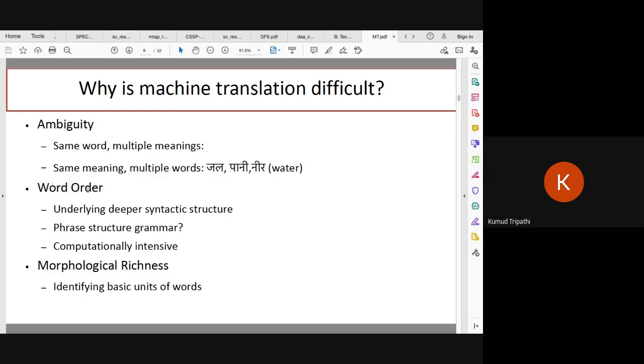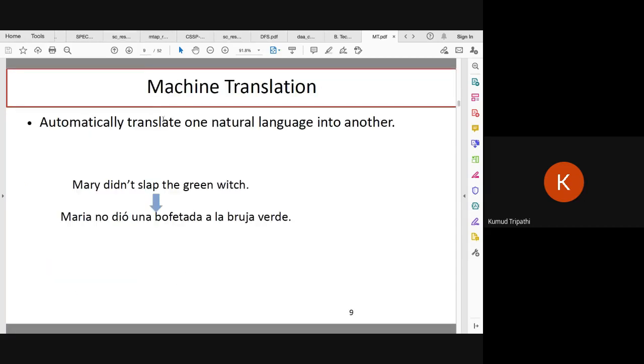Now, word order we have already discussed. Different languages have different word orders, so first you need to identify that. Because of the different word order, you have different phrase structure grammar, meaning grammatical rules are different. So first you need to identify the correct word order for a particular language.